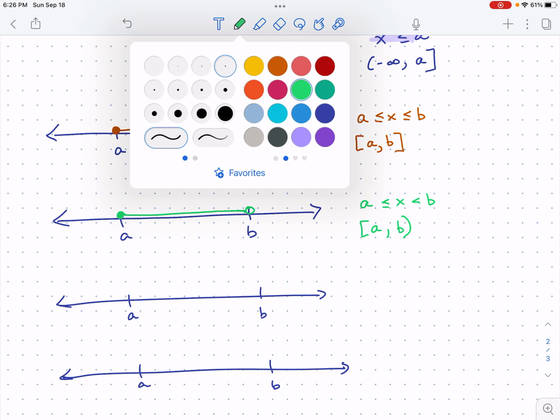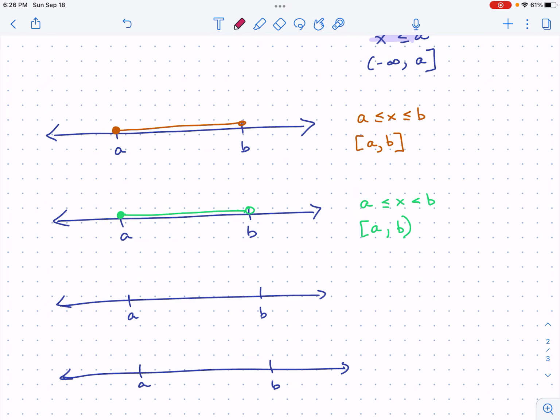We can reverse those. We could look at what happens when we don't include a, but we do include b. In that case, we have a is less than x, no equal sign, is less than or equal to b with an equal sign. And we write that as parentheses a and a bracket for b.